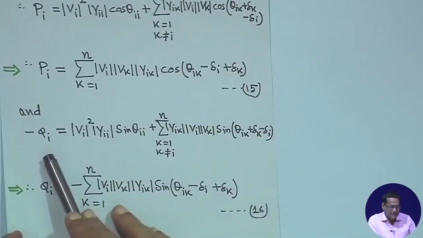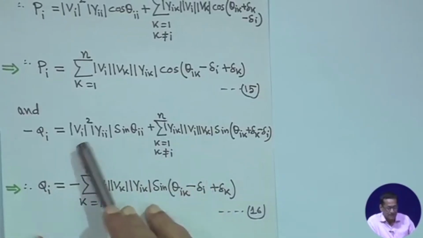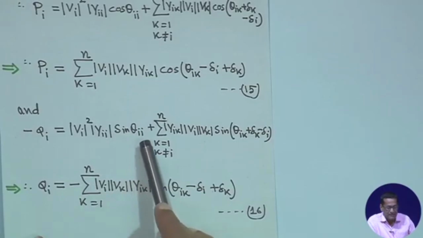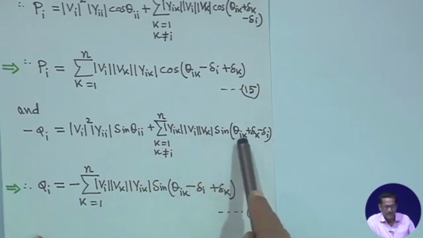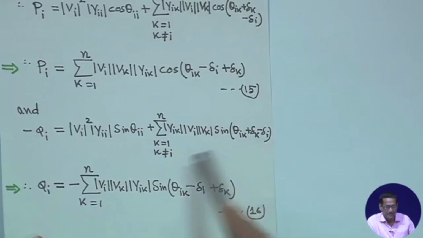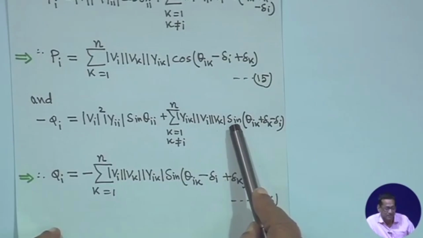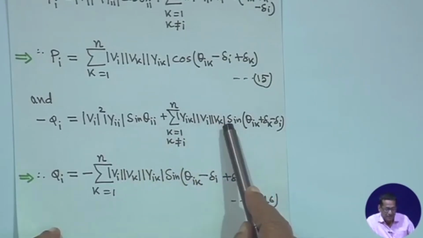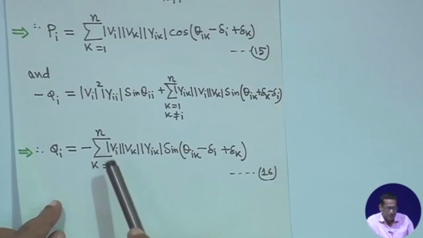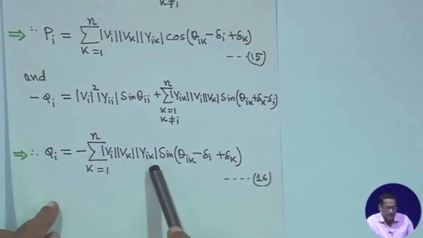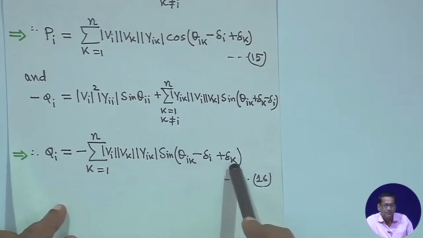Similarly, for the imaginary term, minus Q_i is equal to V_i^2 Y_ii sin θ_ii plus the sum of Y_ik V_i V_k sin(θ_ik + δ_k − δ_i), with k not equal to i. In the same way, you take this ith term into the summation. So in that case Q_i will be minus the sum over k = 1 to n of |V_i| |V_k| |Y_ik| sin(θ_ik − δ_i + δ_k).